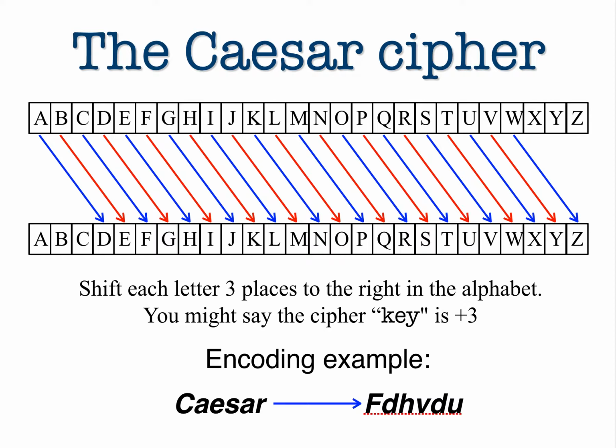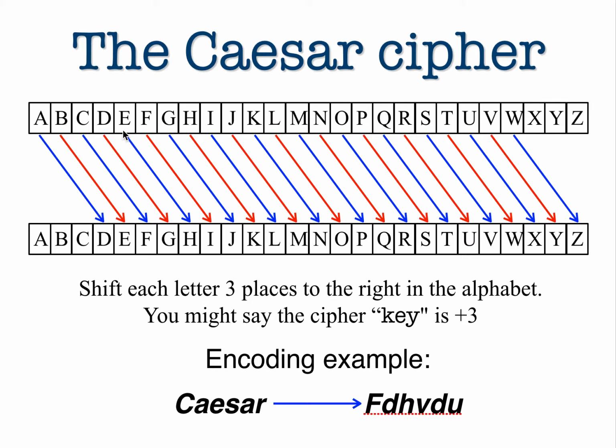Here's how the Caesar cipher works. You simply take each letter of the alphabet and shift it to a fixed location in the alphabet. In this example, which is the example that Caesar himself was purported to have used, I've shifted everything by 3 letters. So A becomes D, B becomes E, C becomes F. In cryptography, you can think of this shift as something that's called a key.